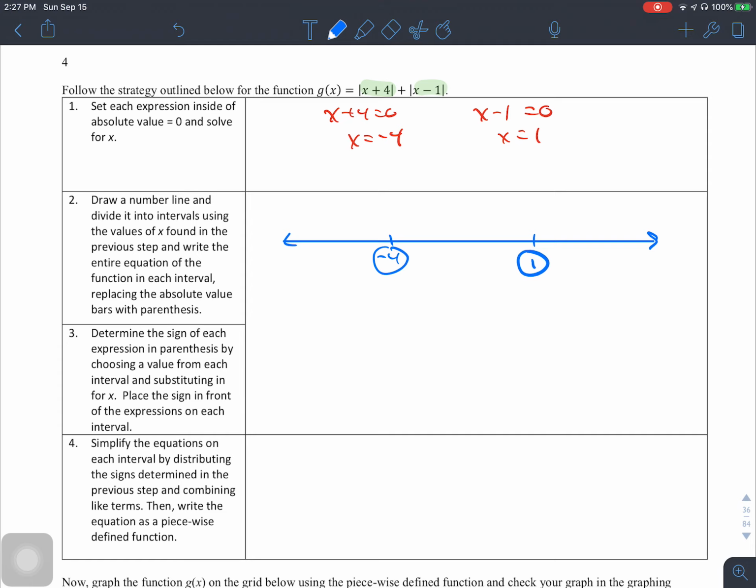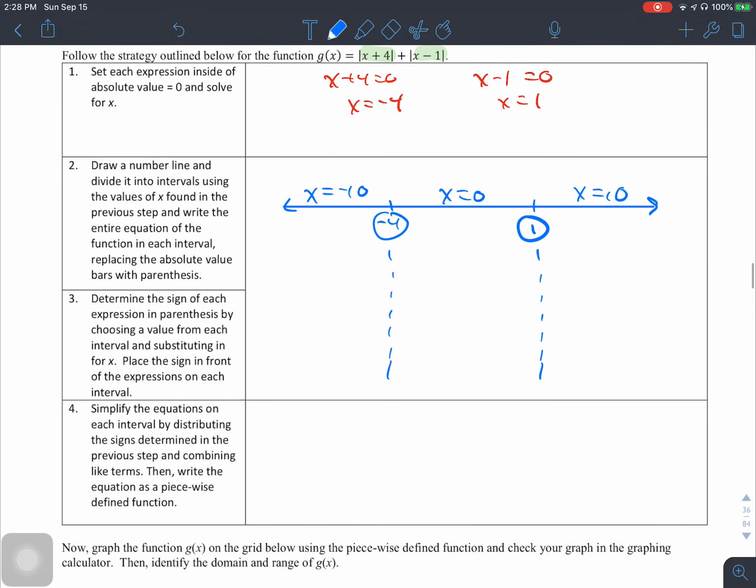and circle them, please. Then pick a test number. To the left of -4 on a number line, choose anything you want. I'm going to choose -10. Pick something between -4 and 1. I'm going to choose 0. Something to the right of 1, I'm going to choose +10. Doesn't matter what you choose, folks. I'm going to make sure this stuff doesn't bleed together. That's step 2.